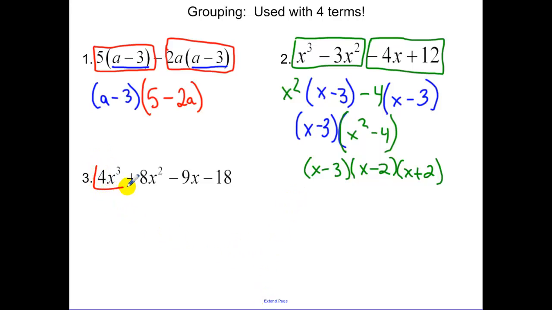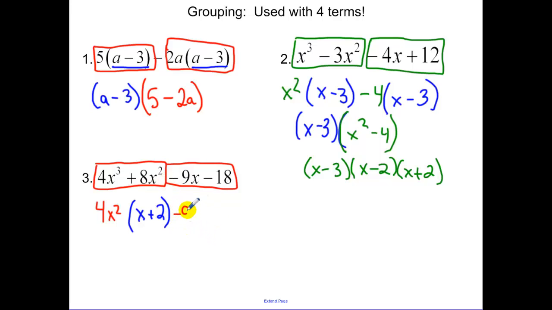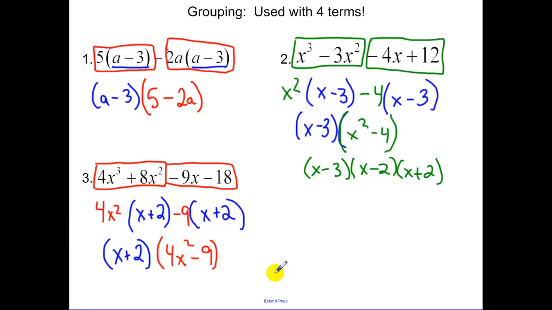Okay, next. Group your first two terms together. 4x squared. What am I left with? X plus 2. You need to factor out a negative 9. This sign stays with it so that you have an x plus 2. Now what's common? X plus 2 is in both terms. What's left over? 4x squared minus 9. So now try and factor even more. We have x plus 2 times 4x squared minus 9, well that's 2x minus 3 and 2x plus 3, because that was a difference of two squares.